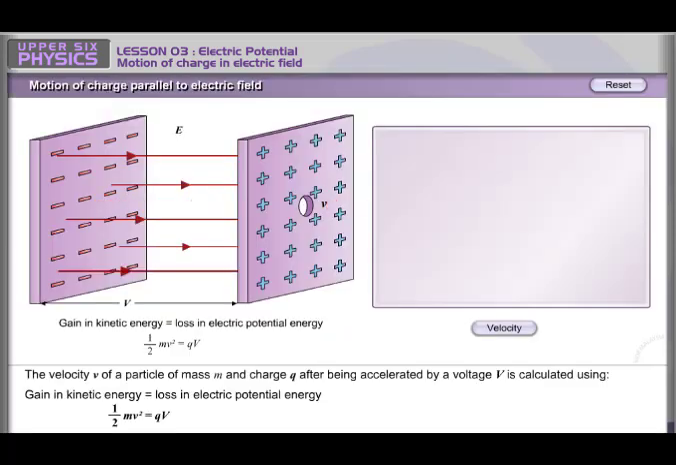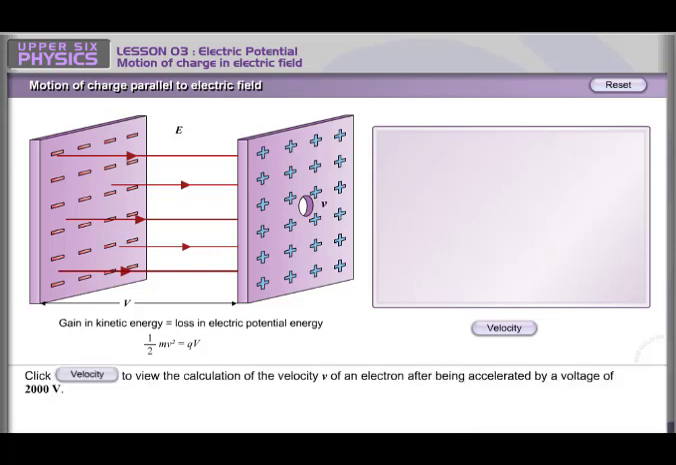The velocity v of a particle of mass m and charge q after being accelerated by a voltage V is calculated using gain in kinetic energy equals loss in electric potential energy: half mv squared equals qV. Click the velocity button to view the calculation of the velocity v of an electron after being accelerated by a voltage of 2000 volt.